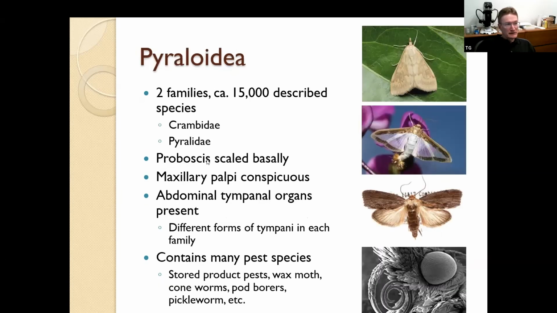The pyraloids includes two different families, the crambids and pyralids. This is another group with a scaled proboscis. You can see in this SEM picture down here that the proboscis is scaled like a Gelechiid.